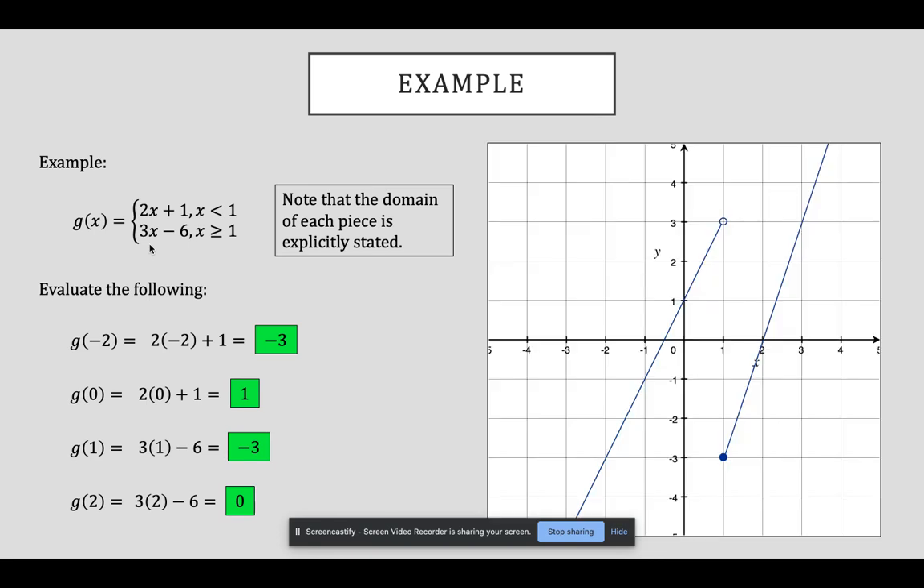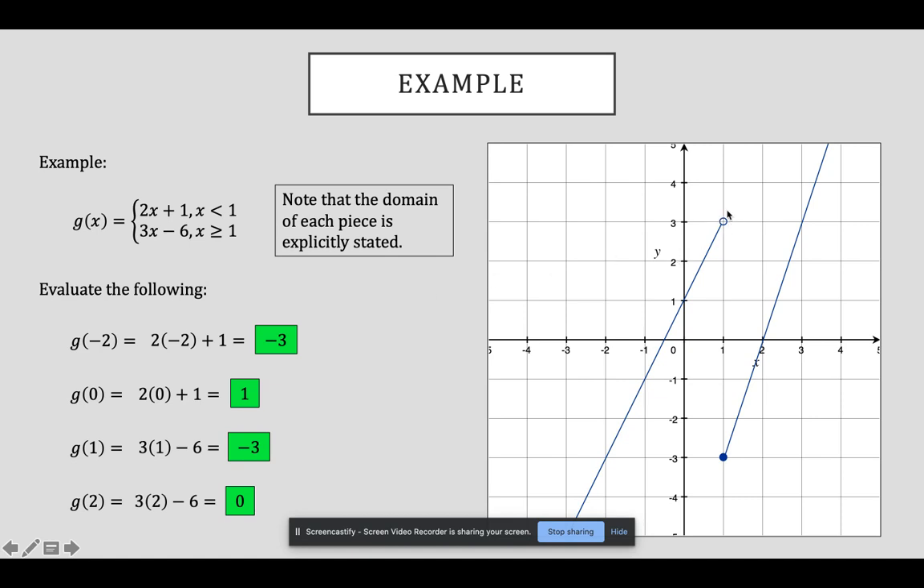And here we have the graph of what this piecewise function would look like. Notice for x values that are less than 1, our graph has a slope of 2, with a y-intercept of 1. Notice for our x values that are greater than or equal to 1, the slope of the graph is 3. And if we were to continue this line downward, we would certainly have a y-intercept at negative 6, corresponding to y equals 3x minus 6.